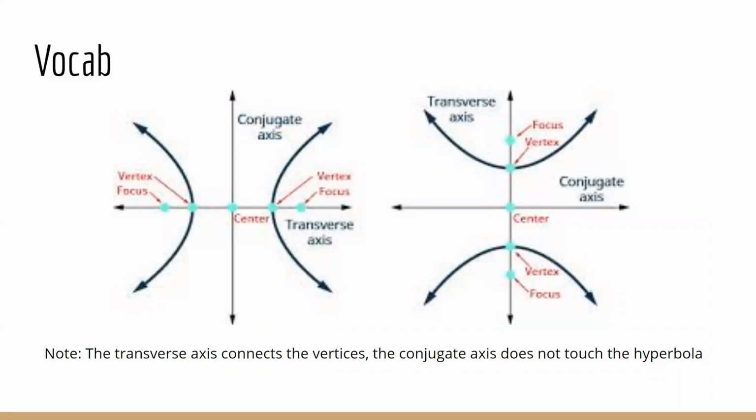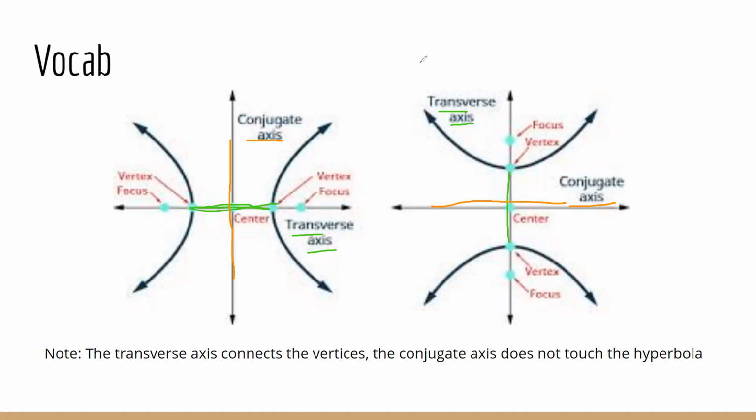So like I said, hyperbolas can open up left and right or up and down. Just keep in mind that the transverse axis is always the one that connects the hyperbola. So in this case, it's left and right. In this case, it's going to be up and down. So this would be the transverse axis. The conjugate axis is the one that goes in between the hyperbola. So it'll look like that. Vertical, if the hyperbola opens up left and right. If it opens up and down, then it's horizontal.